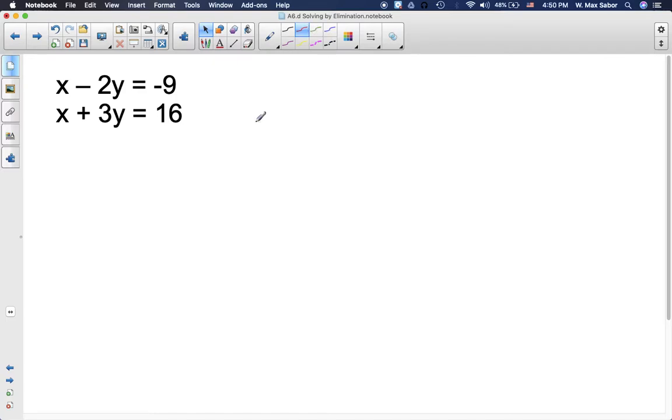Now, are these equal and opposite? No. We could do some multiplying to get the y's to be equal and opposite, but it'll be easier to get the x's equal and opposite. This is 1x, and so is this. So if I multiply one of them by negative 1, then we will have a negative 1x and a positive 1x. x minus 2y equals negative 9.